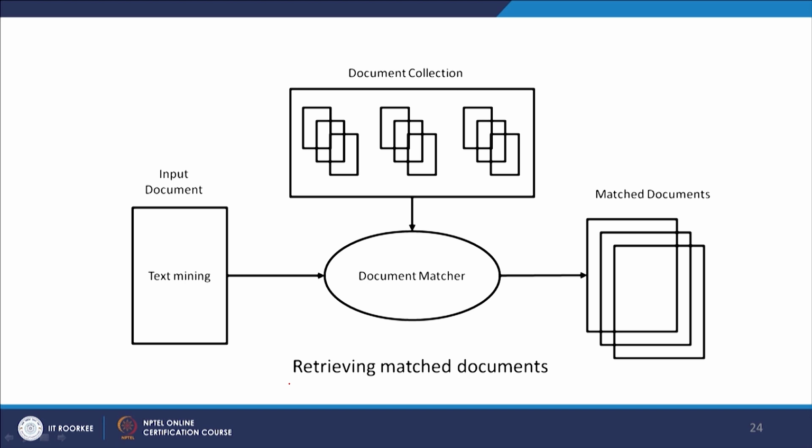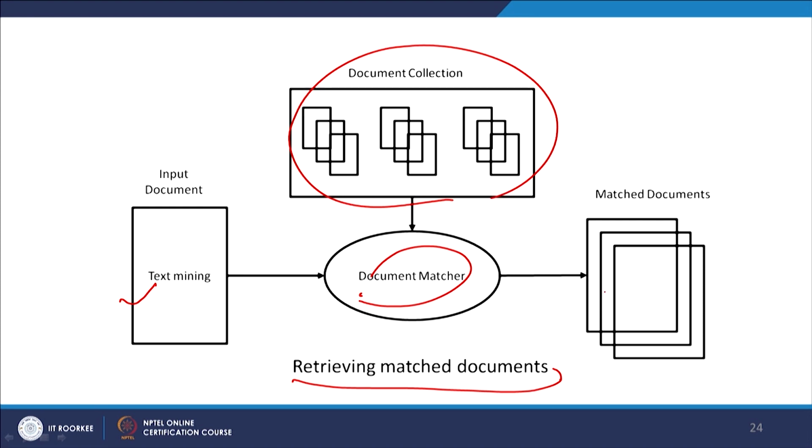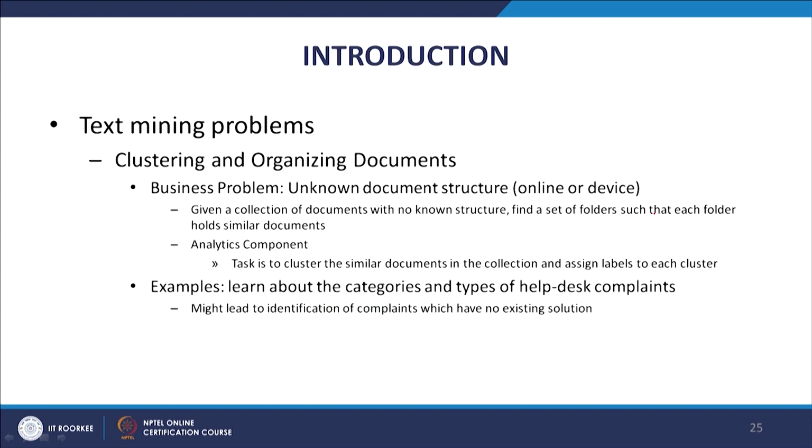To explain this information retrieval type of problem, we can use this example. It is about retrieving matched documents. You can see we have an input document, let us say the name of this document is text mining, and we have this document matcher. It will take the input document and match it with the document collection that we have here, and then the relevant documents, the best matches, are going to be presented. This is the whole idea about these kinds of problems. Now, let us move to the next problem.